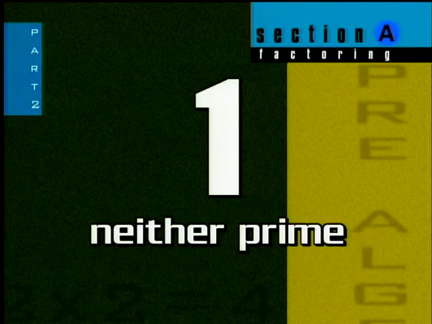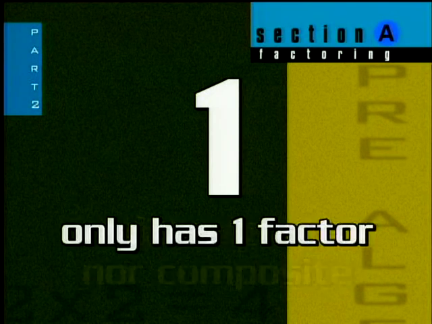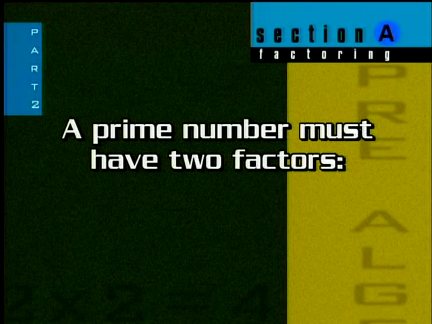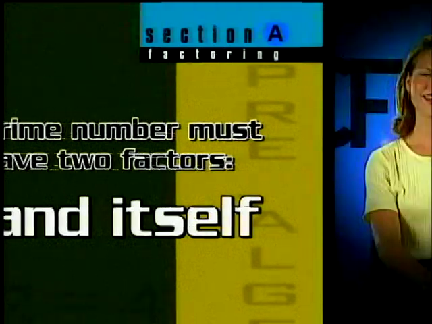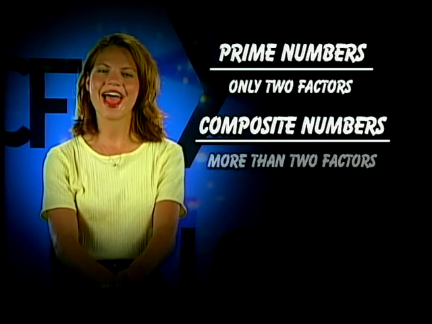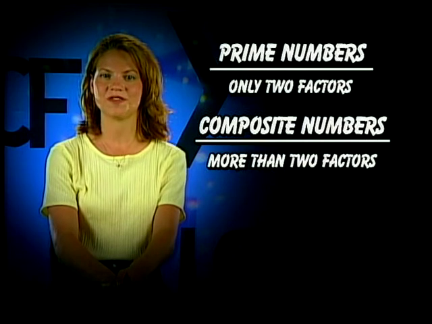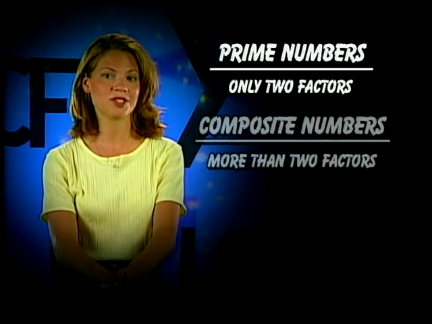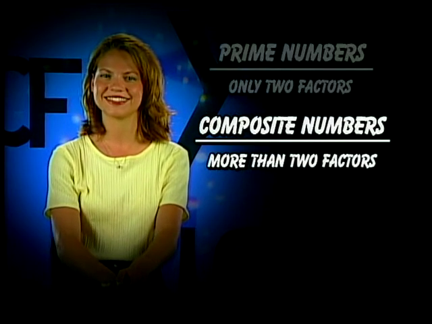Now, take note that the number 1 is a special case because it's neither prime nor composite. 1 only has 1 factor, which is itself. So the only factor of 1 is 1, and by definition, a prime number must have 2 factors, 1 and itself. So the difference between prime and composite numbers is that prime numbers have only 2 factors, and composite numbers have more than 2 factors. Got that?